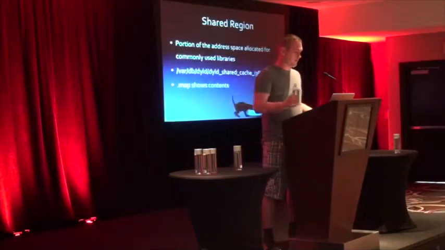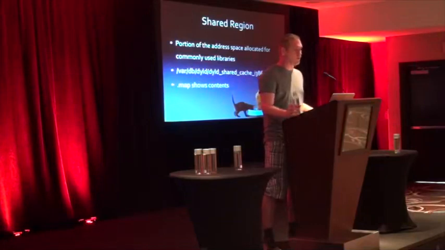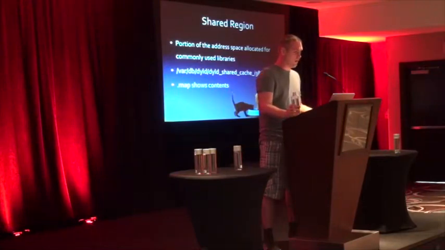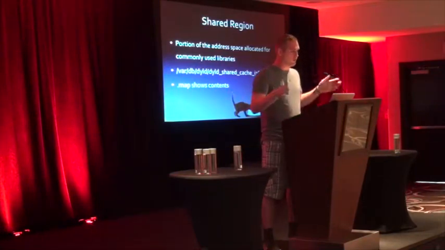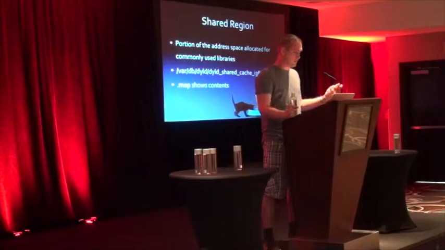So the first thing I'll talk about is the shared region. The shared region is a portion of the address space of all the processes on the system that's allocated for commonly used libraries, so they don't have to remap them every time, right? And the way that works is a file, /var/db/dyld shared cache. That file is just all the common modules on the system combined together, and they just map that straight into all processes, right?